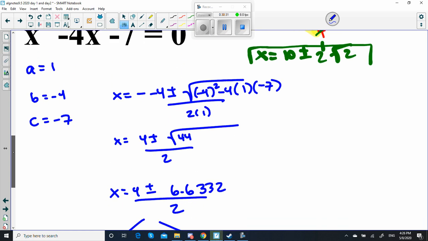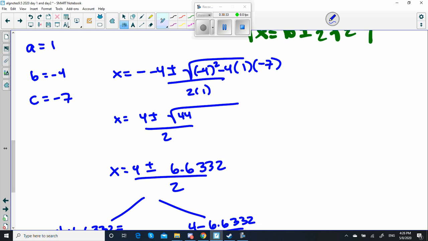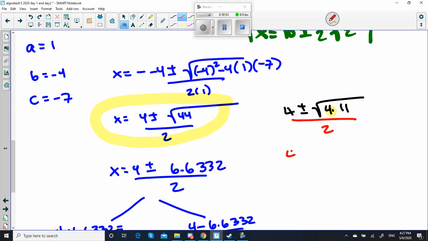Now, if I go from here, and this time I do it in radical form rather than in decimal form, I'm going to change color so you can tell the difference. Okay, so I've got 4 plus or minus, and I'm going to change that 44 to 4 times 11, where 4 is perfect and 11 is not. So that's 4 plus or minus 2 radical 11 over 2.